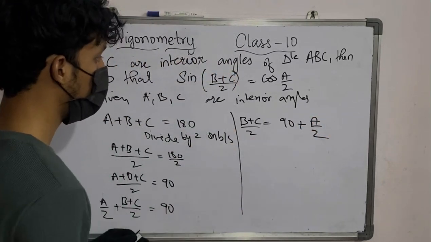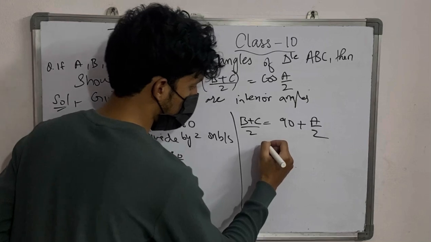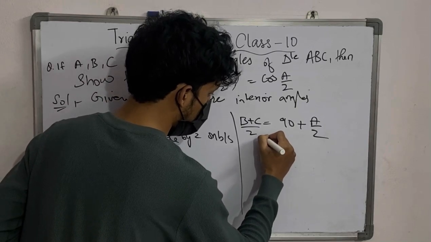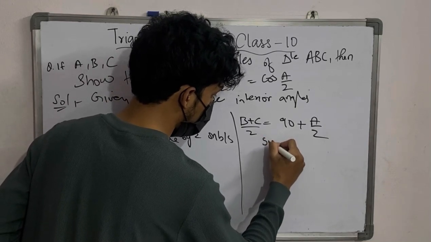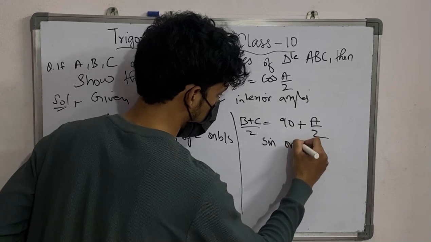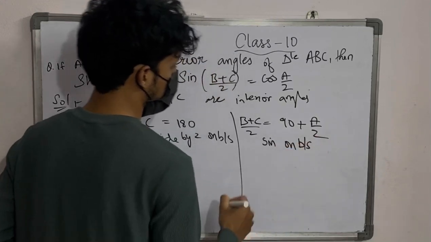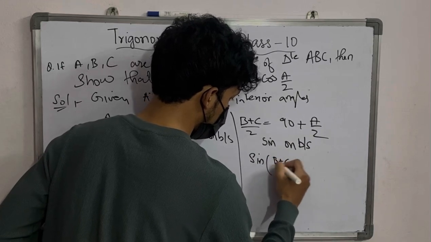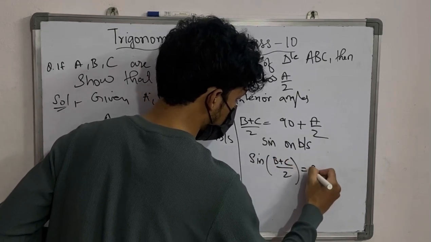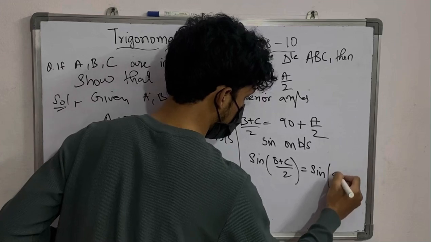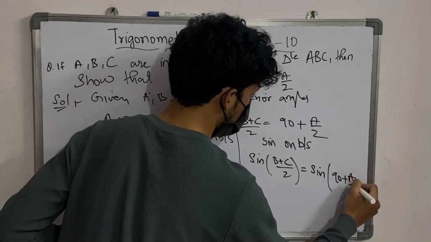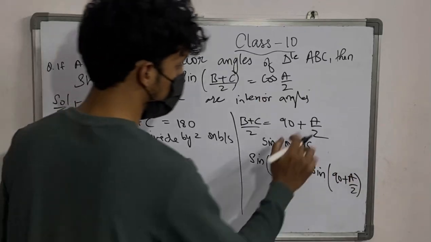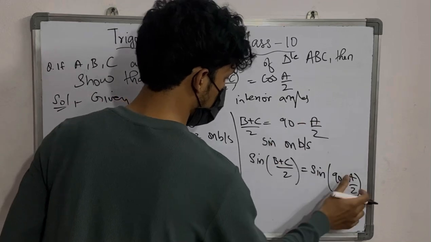So this is how we get it. Now we multiply, taking sine on both sides. We can write like that, sine on both sides. So I write here sine of (B plus C) by 2 is equal to sine of (90 minus A by 2).